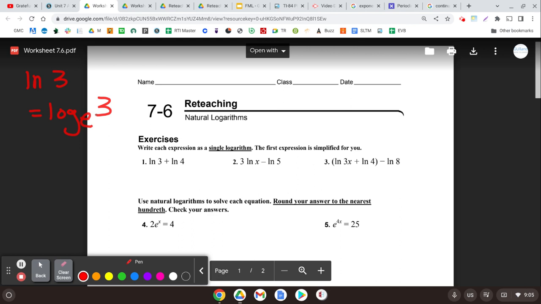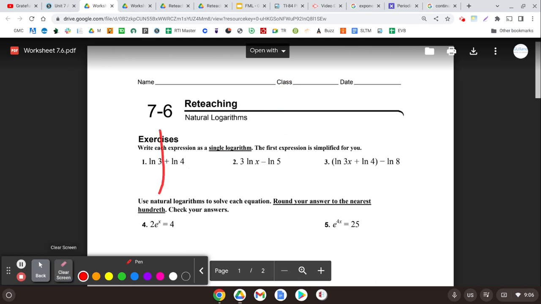But so here's what they're just basically reviewing, all these log facts. So this is the ln of 12. Remember that when you add, you can change it to multiplication. This one is the ln of x cubed minus the ln of 5, which we can combine into the ln of x cubed over 5. So that's just showing you, hey, you can do the same thing with the natural log as you can with any other log. Of course, it's just log base e, okay?